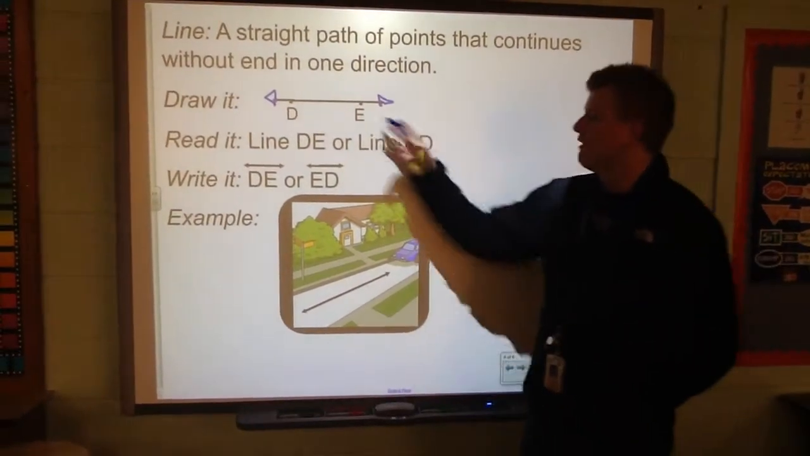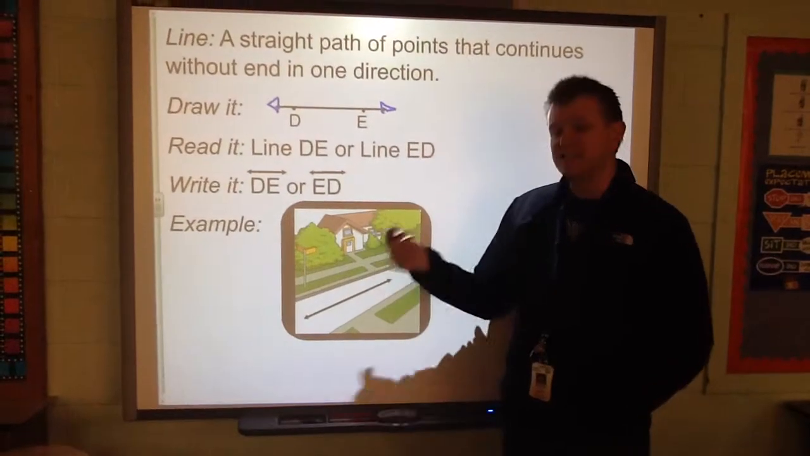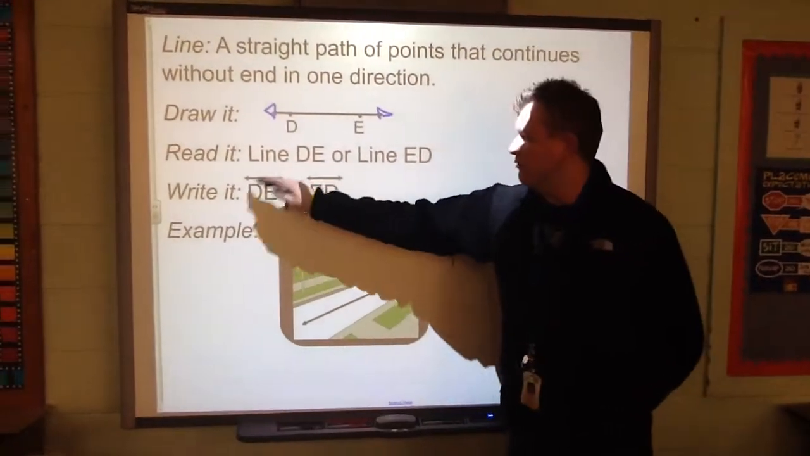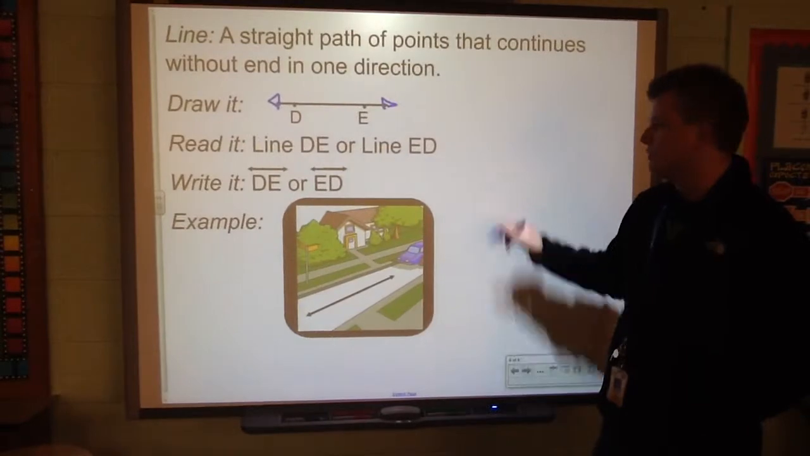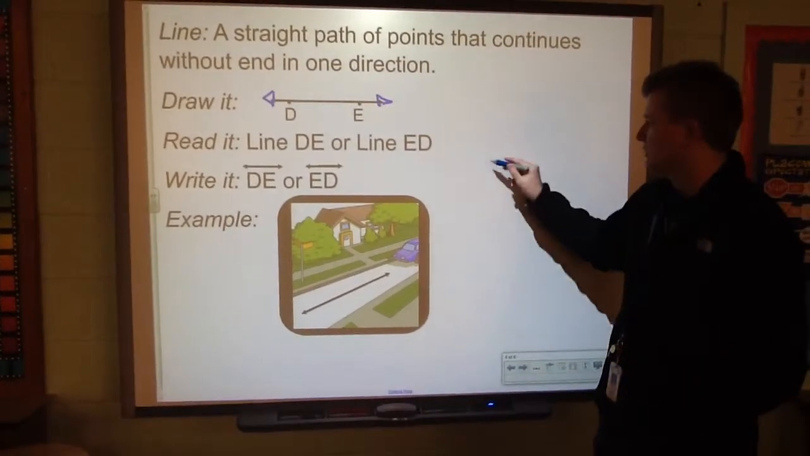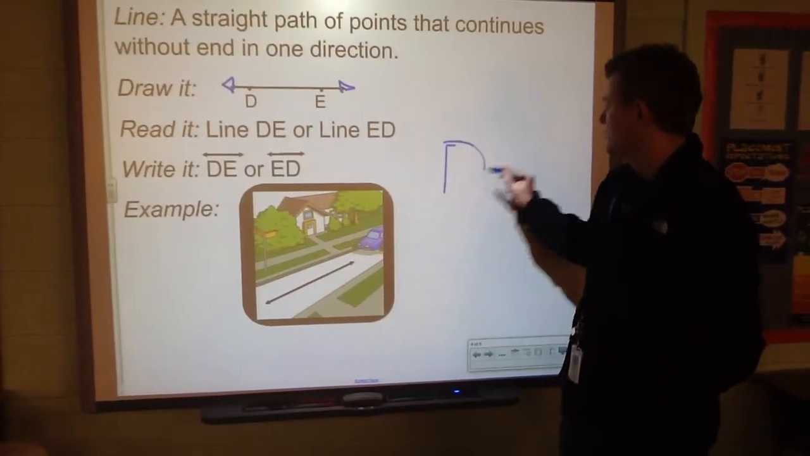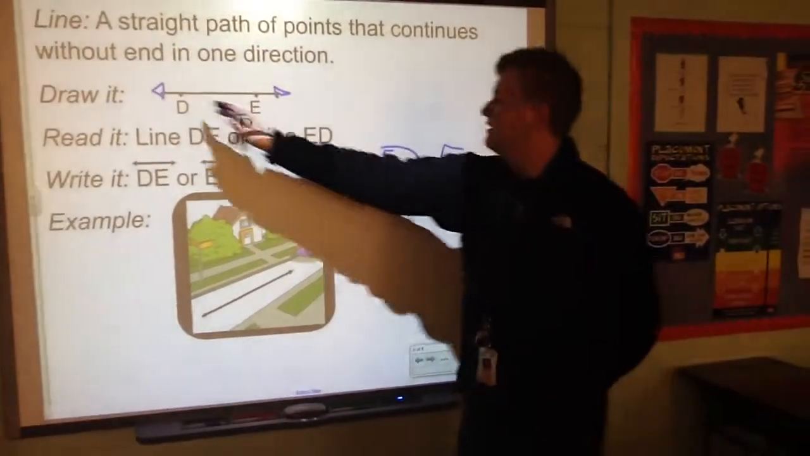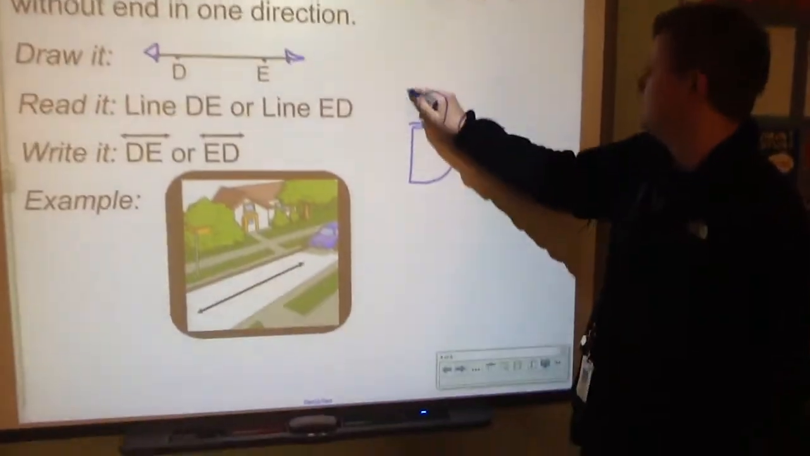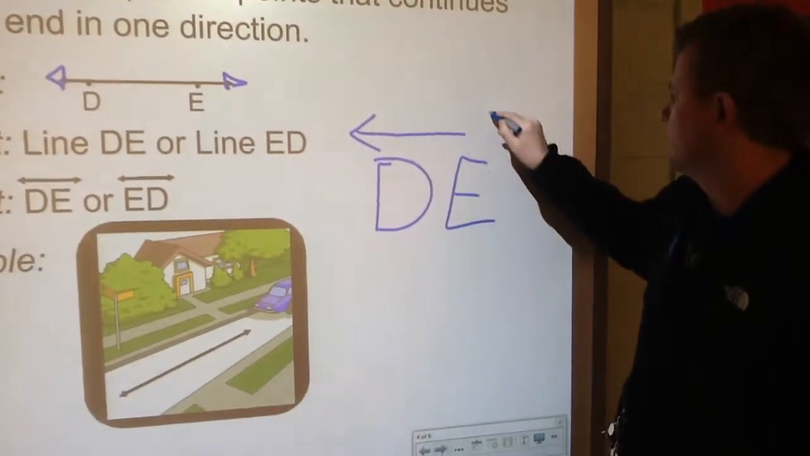Okay? And when you're writing a line, instead of a line segment, you have the arrows above it. So it looks just like the line, but you make sure you put those arrows to show it keeps going in both directions. Okay? So I'll just do it a little bit bigger here for you. In this case, we have line DE. I'm going to put DE and put my arrows both ways.